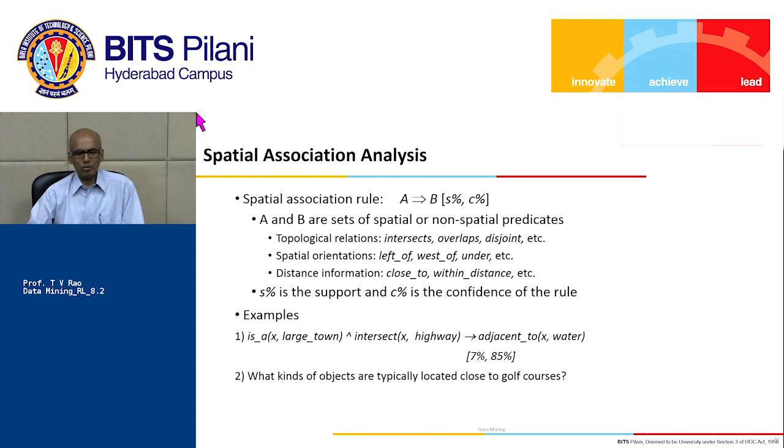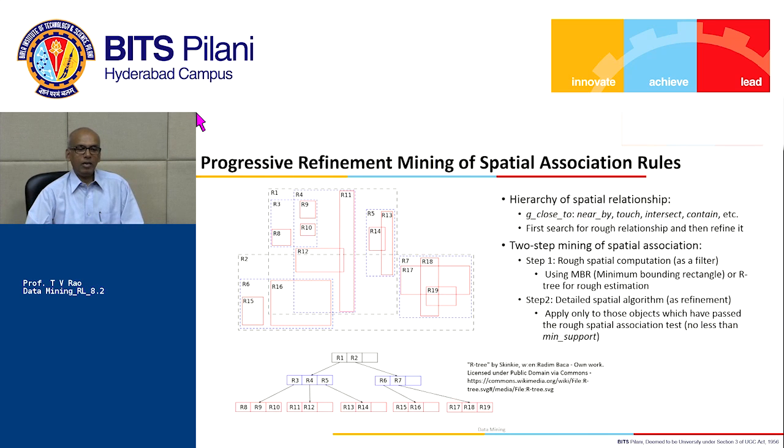So this way we are going to represent, and here we may have to use the various topological relations or the spatial orientations or the distance information to represent the overall association rules. And like the way we did in the images, a progressive refinement will bring efficiency into the mining task. Even in the spatial mining, the progressive refinement can help.